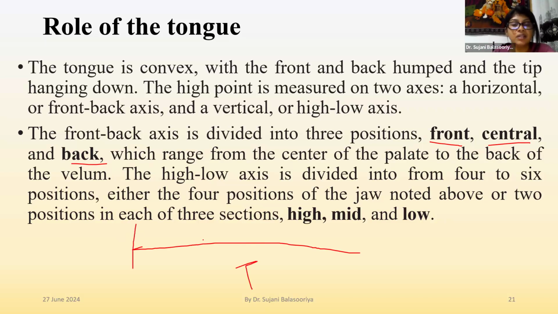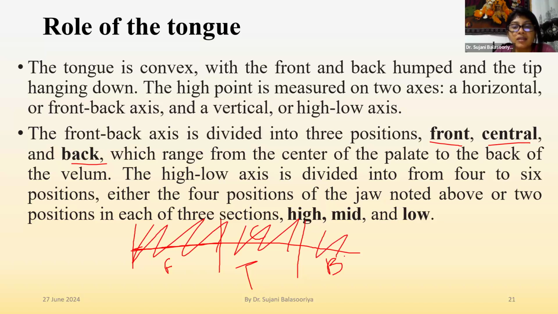Unlike the classification of consonants, this area is called the front of the tongue, this area is called the central part of the tongue, and this is called the back part of the tongue. Front, central, and back. So that is one important feature talking about the role of the tongue.